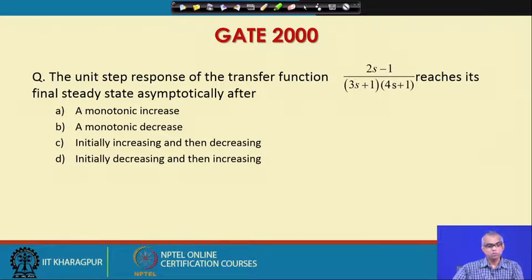A question from year 2000. The unit step response of the transfer function (2s minus 1) by (3s plus 1)(4s plus 1) reaches its final steady state asymptotically after a monotonic increase, a monotonic decrease, initially increasing and then decreasing, or initially decreasing and then increasing. So, basically you have to find the unit step response for the transfer function (2s minus 1) by (3s plus 1)(4s plus 1). And from that response equation, you will be able to find out which option is correct.